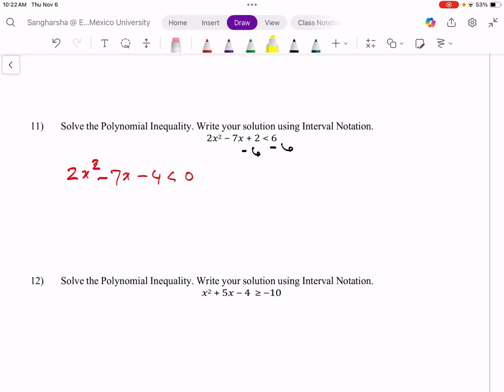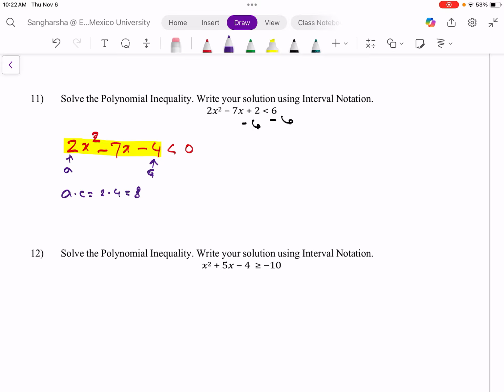Second step, we factorize this non-zero side. Since the coefficient of the square term is not 1, we use the AC method. Our a is 2, c is -4. So a times c is 2 times 4, which is 8. Now we write down every pair of factors of 8: 1, 8, 2, 4. Out of these, which one do we pick to rewrite -7x? It has to be 1 and 8, right? 1 minus 8 is negative 7.